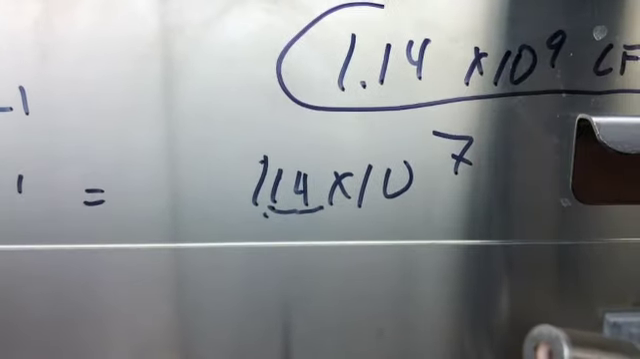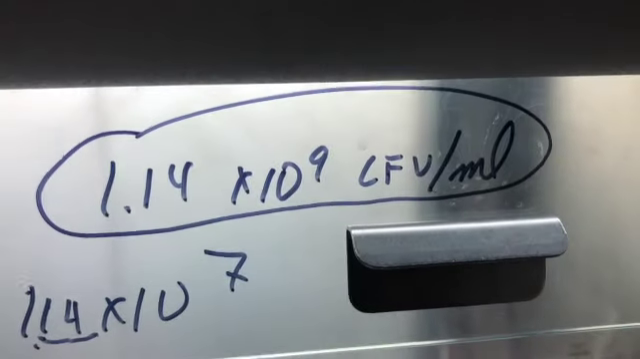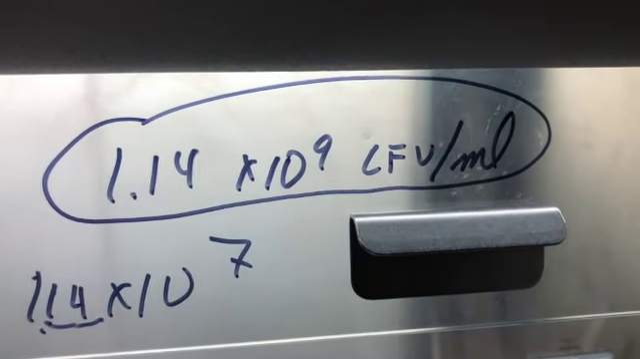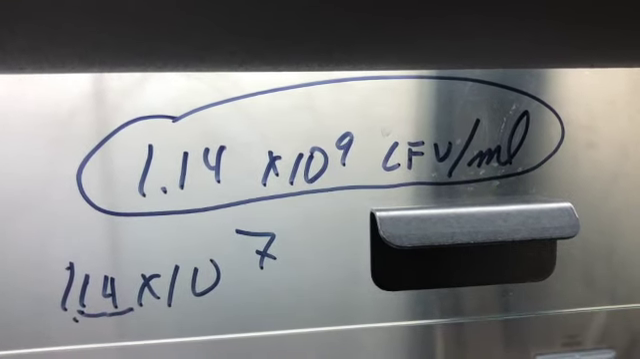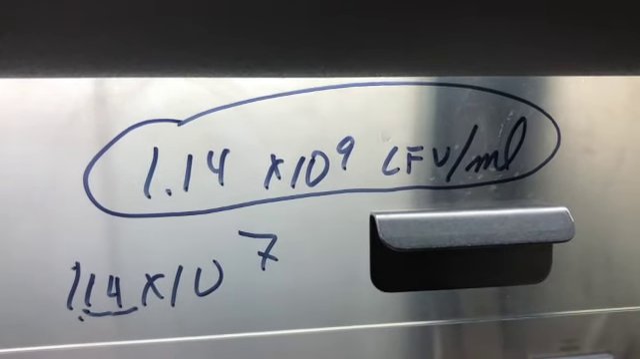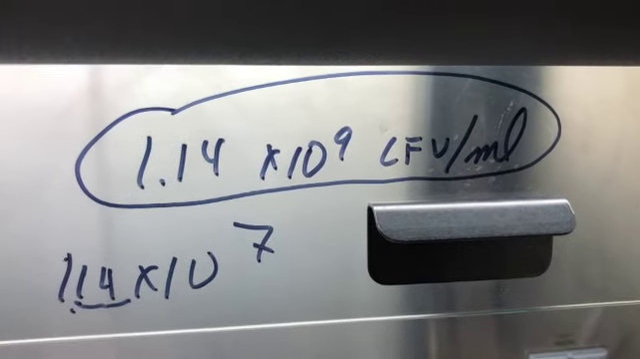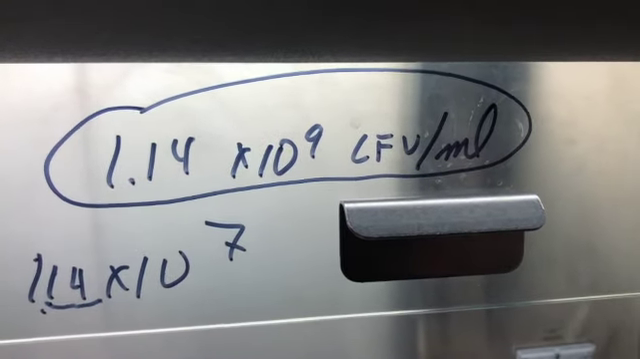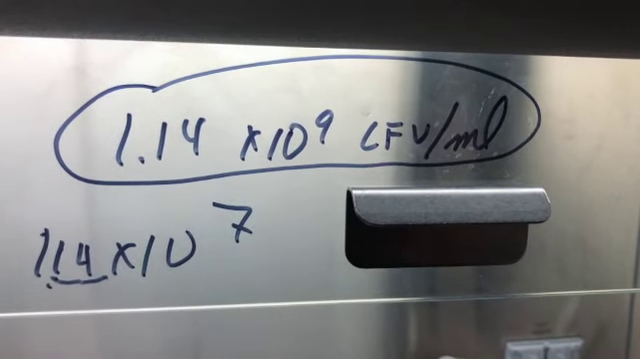And then we'll go back and figure out the correlation to the calibration graph. But right now we need to just know that there's 1.14 times 10 to the 9th CFUs per milliliter. All right, so we'll add this to the rest of the lab and we'll finish it up here shortly.